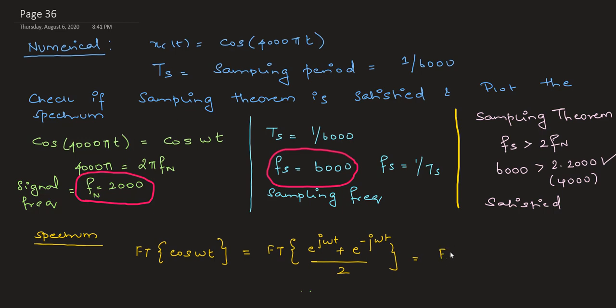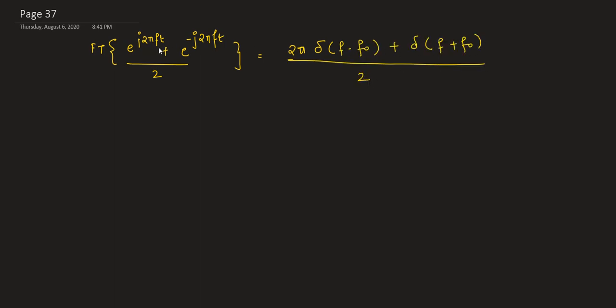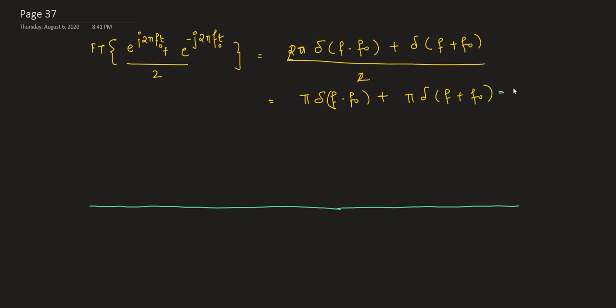Now how do we do the spectrum plot? We need to do more simplification of the given signal. I am writing this cos omega t in terms of the Euler formula, which is (e to the power of j omega t plus e to the power of minus j omega t) by 2, and my omega is 2 pi f, which is known. Now the Fourier transform of your exponential is a delta. For f0 it is a shifted delta, delta of f minus f0, and for minus f0 it is delta of f plus f0, and then you have the 2 pi frequency scaling.